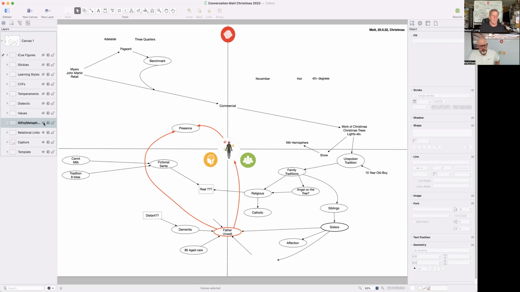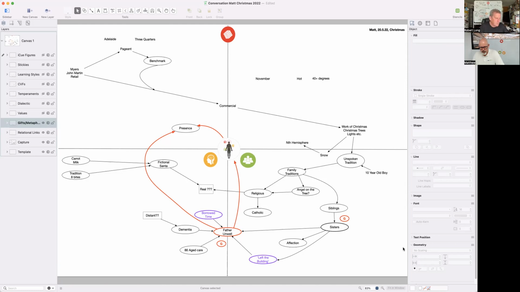So when we go to the next level, we have this level here, which just appeared. I'll make it disappear. We have two things we look at once we've done the capture stage. We then look at gifts and metaphors. Now, a gift is something that I didn't ask for, but you freely gave to me unconsciously. And a metaphor is a very special kind of expression that describes something by what it isn't.